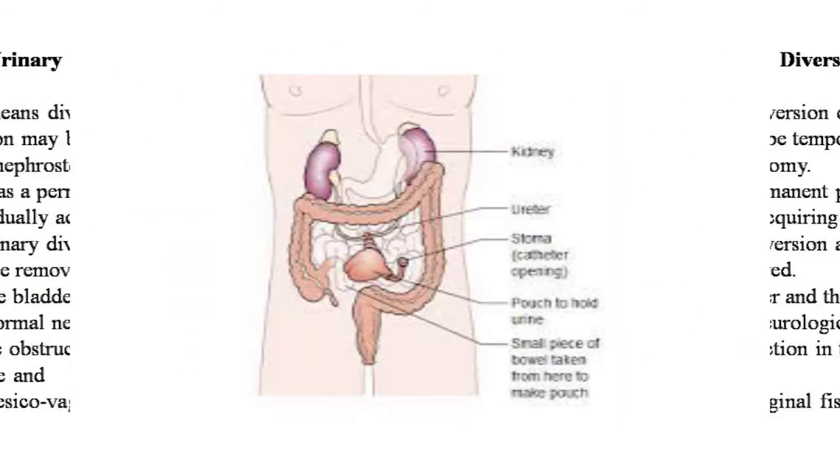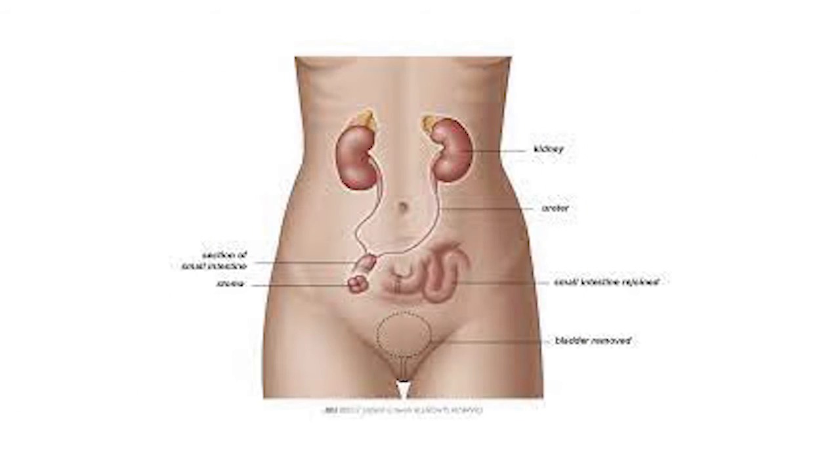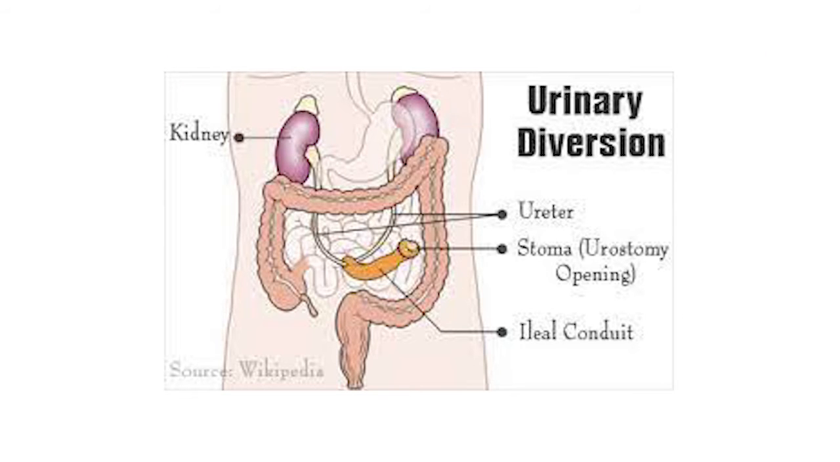Dear students, here is an image showing the stoma of the urinary diversion, catheter opening. The urinary diversion stoma is clearly seen in this image. This is another image showing the urinary stoma. Here is a picture of the ileal conduit. The part of the ileal conduit on the skin is seen. Here is the same picture. Stoma, urostomy opening is seen in this picture.